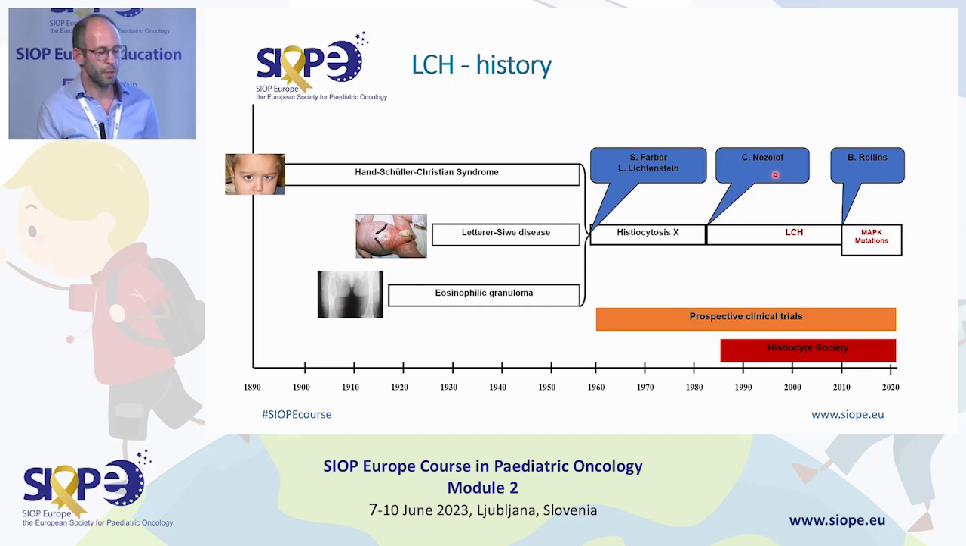And Christian Nezelof, another famous physician and also one of the founders of the Society, identified the dendritic cell origin of the histiocytosis, and he also identified the Birbeck granules using electron microscopy. And at that time the disease was renamed to Langerhans cell histiocytosis. And another milestone was the identification of those recurrent or mutually exclusive MAP kinase mutations.